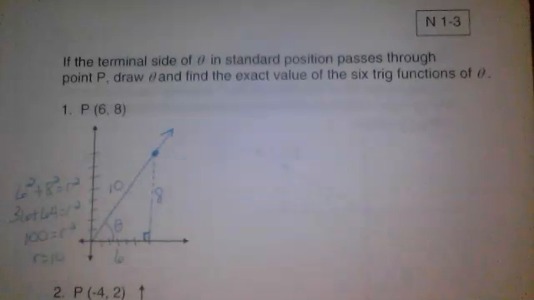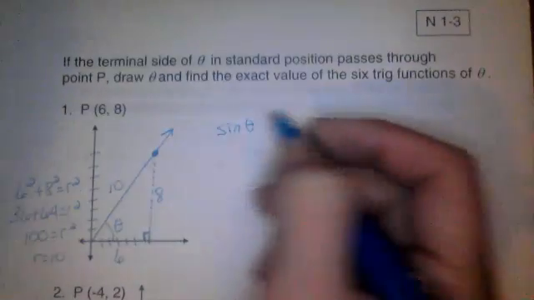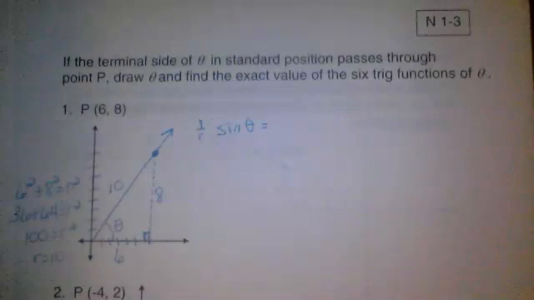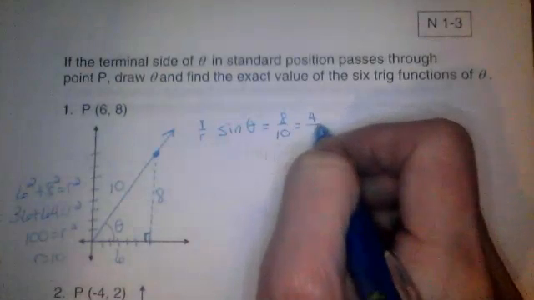So we're going to go through all of our trig ratios. So sine, remember that sine, I'm going to write it over here as y over r. So y is 8, r is 10, so we get 8 over 10, which reduces to 4 over 5.